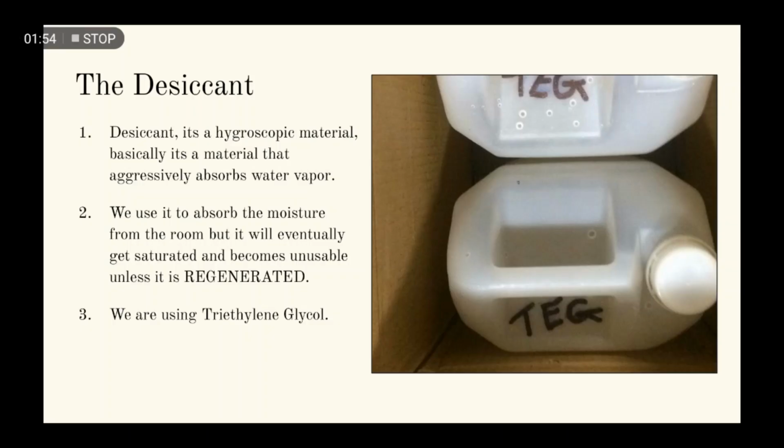The desiccant. The desiccant is a hygroscopic material. Basically, it is a material that aggressively absorbs water vapor. So we use it to absorb the moisture from the room, but it will eventually get saturated and becomes unusable unless it is regenerated. So this glycol will become dilute as water vapor is added to it, and we need to remove the water vapor eventually so that we can reuse it to dehumidify the room further. For our purposes, we are using triethylene glycol.